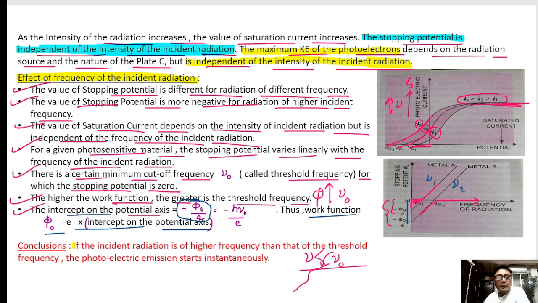Next, if the incident radiation is of higher frequency than the threshold frequency, the photoelectric emission starts instantaneously. That means if the incident frequency is, suppose, greater than the threshold frequency, the photoelectric emission will start instantaneously. Very fast it will start. Clear?